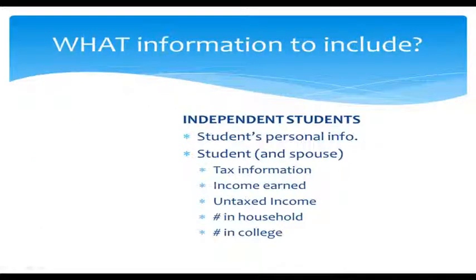Okay, so what information do you have to include on your FAFSA? For independent students, you're going to include your personal information. So it's going to ask for your name, social security number, date of birth, citizenship, address, that kind of thing. So you have to include that for the student, and you have to put your marital status. So if your marital status has changed recently, you also have to put the date on there. So if you recently got married, you put the date that you were married, the month and the year. You're also going to include your tax information, which is going to be your adjusted gross income, your income earned from work, exemptions on your tax return, income tax paid, all those kind of things.